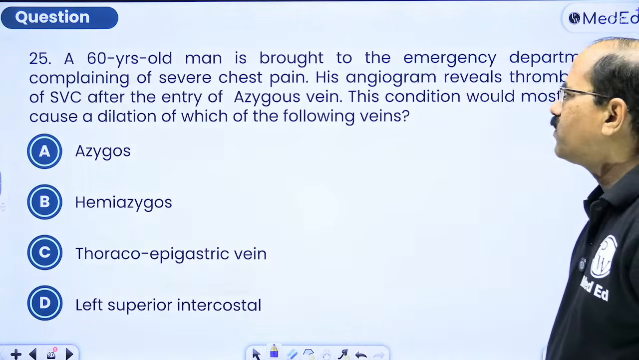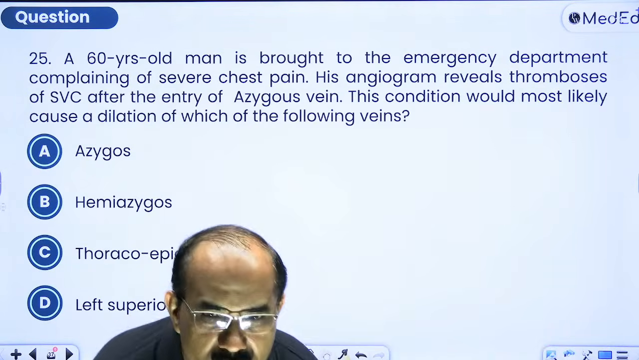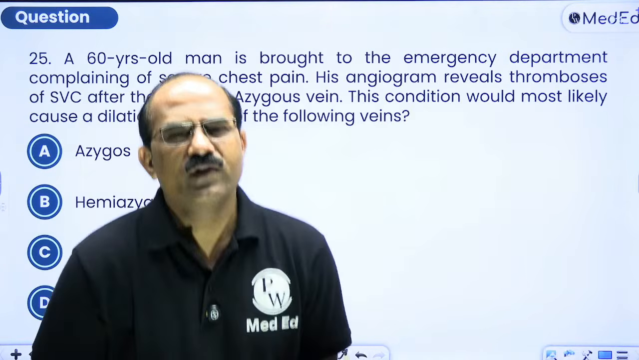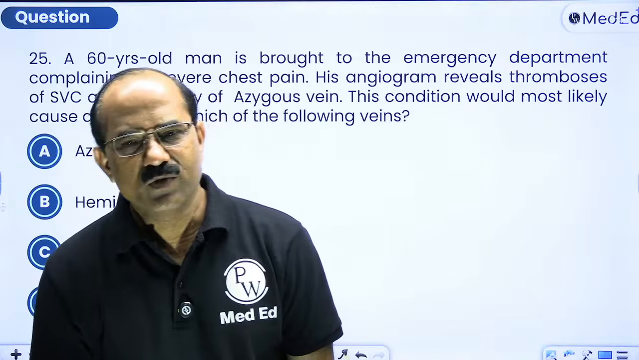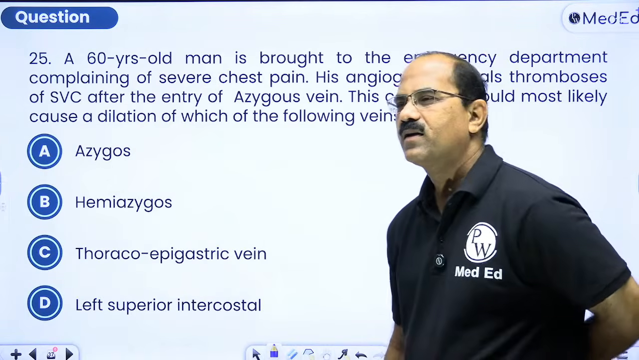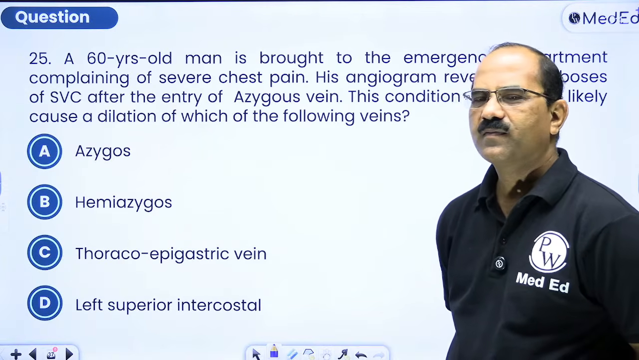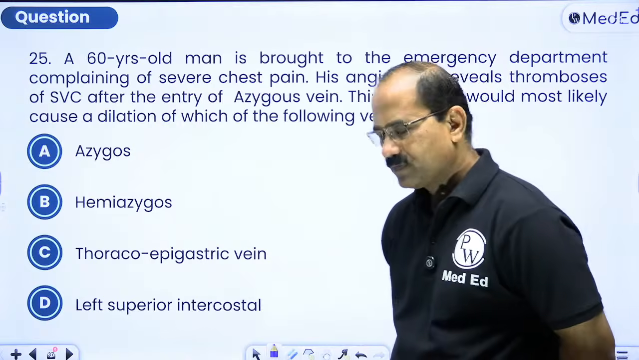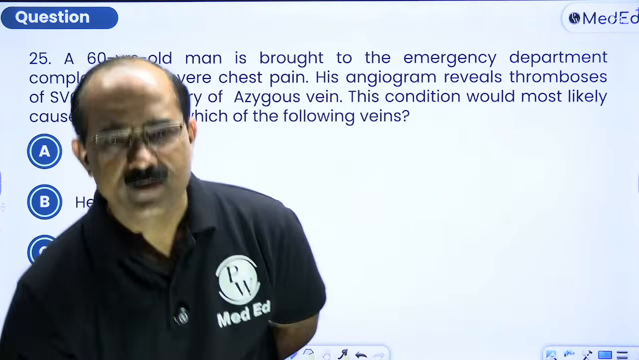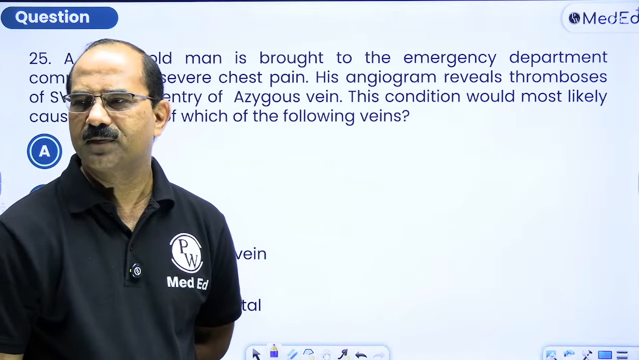A 60-year-old male is brought to the emergency department complaining of severe chest pain, and angiogram revealed thrombosis of SVC after entry of azygous vein. This condition would most likely cause dilatation of which of the following veins? Can you answer this MCQ? Any guesses?